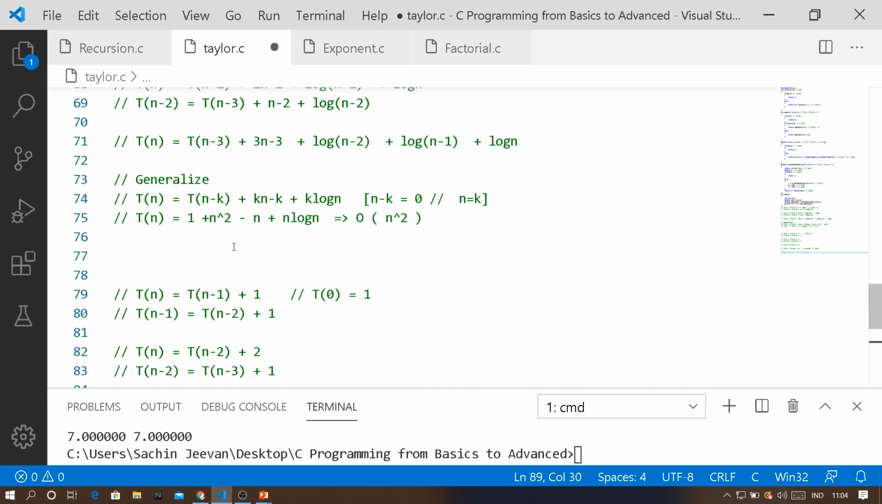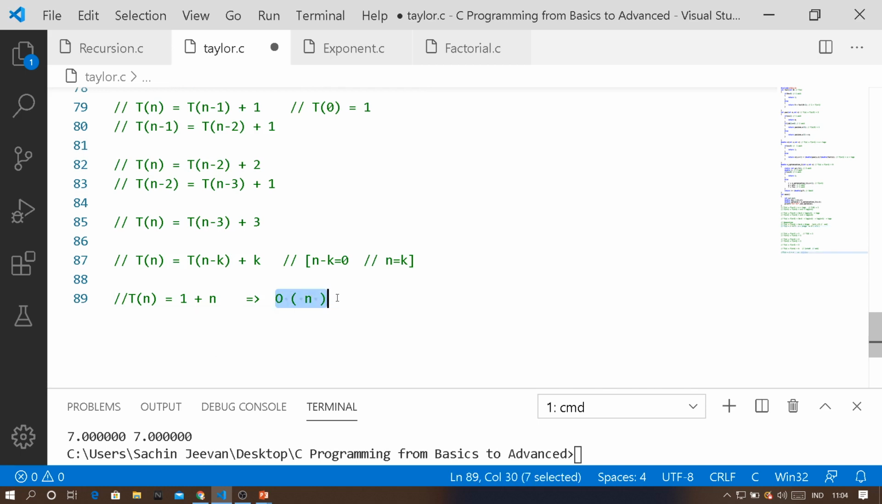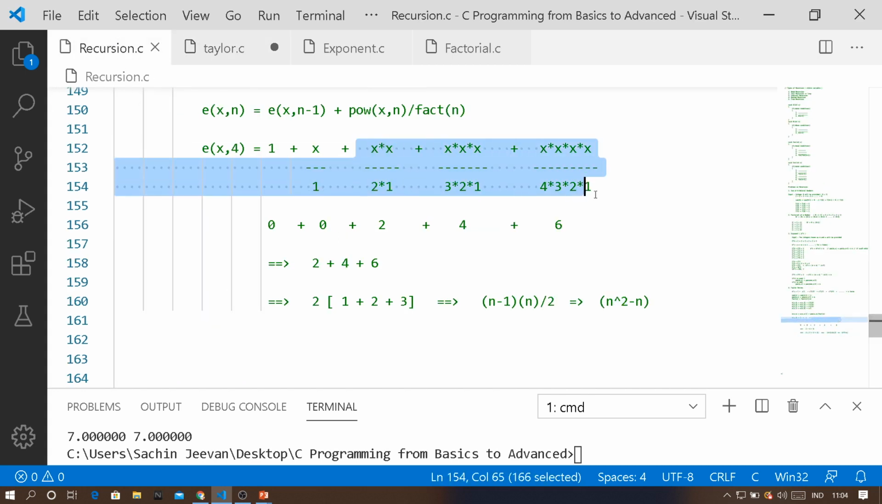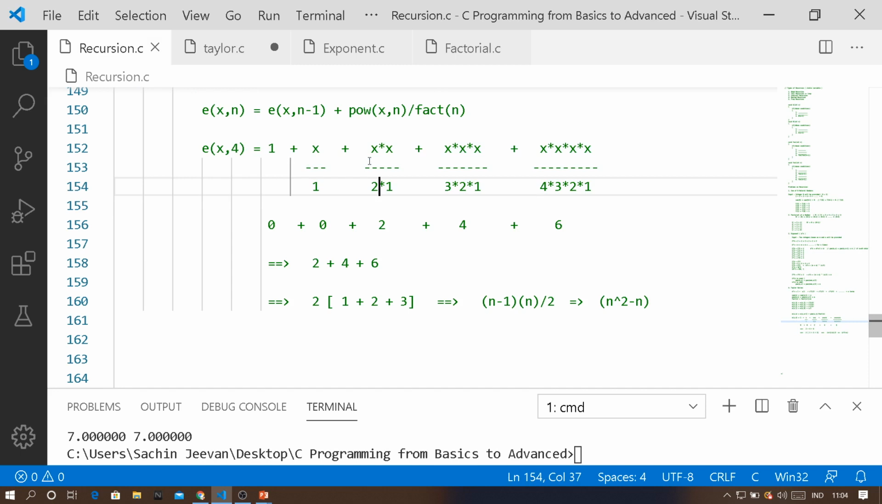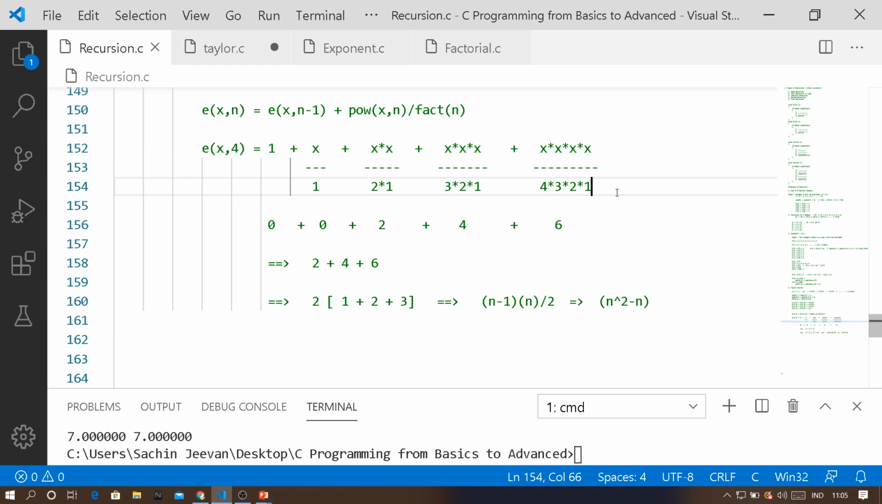Hope you now understand: the previous method's time complexity is order of n square, and the present method's time complexity is order of n, which means clearly the new method is more efficient than the previous method. So the main strategy is to reduce the number of multiplications. How to reduce the number of multiplications? Each and every time you should not be calling the power function and factorial function. That is what is responsible for the extra multiplication taking place.